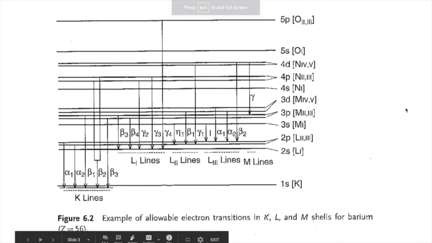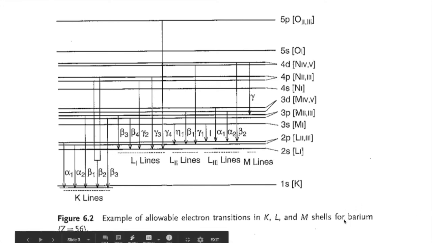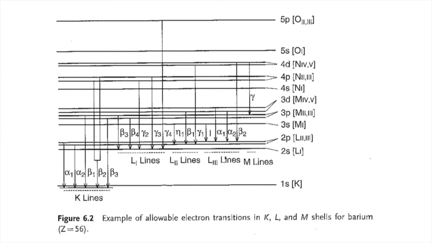Okay, so this is figure 6.2, and this is an example of some of the allowable electronic transitions. And again, we're talking about just K, L, and M shells. And this is specifically for barium. So you kind of see all the different transitions. So these are the transitions that are allowable.